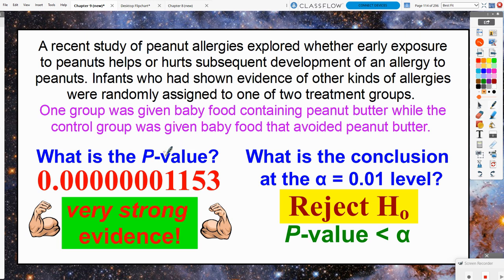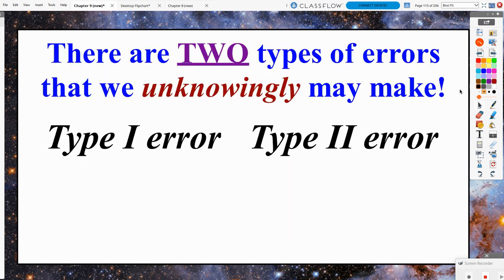And so what we found was very strong evidence. The smaller our p-value is, the stronger the evidence we have against the null hypothesis. So we absolutely kicked that null hypothesis in the rear end and said, get out of here. Peanut butter definitely does something to these kids. Whether it helped or hurt them, we didn't quite know, but it definitely makes a difference. But the thing is, we technically could be wrong here. Maybe we shouldn't have rejected the null hypothesis. So in the end, we're going to talk about the two different types of errors that we can unknowingly make.